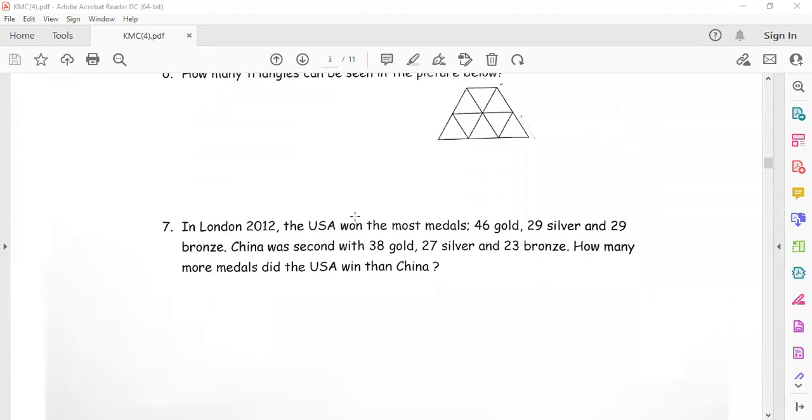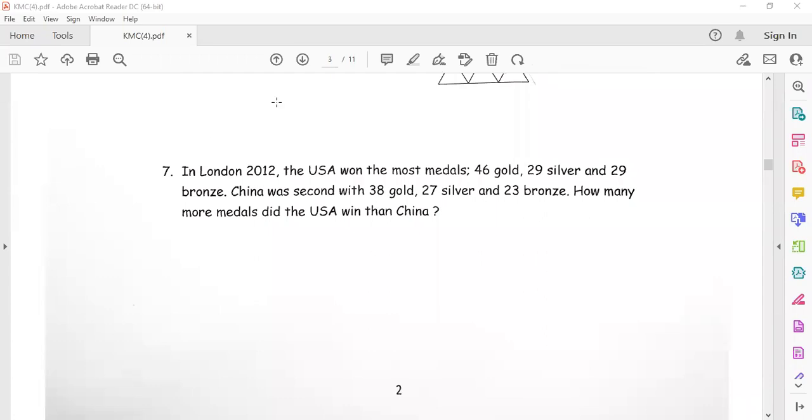Let's move on to question number 7. Now, question number 7, in London, 2012, the USA won blah, blah, blah medals. China was second with blah, blah, blah medals. How many more medals did the USA win than China? That's pretty easy because all we need to do is find the total medals that USA won, right? And to do that, we have to do a simple addition. 46 plus 29 plus 29.